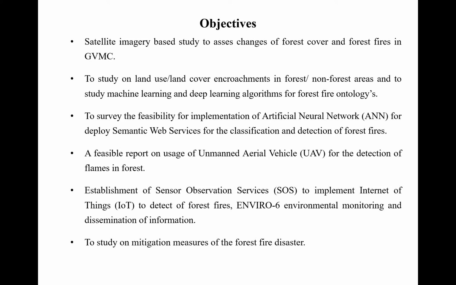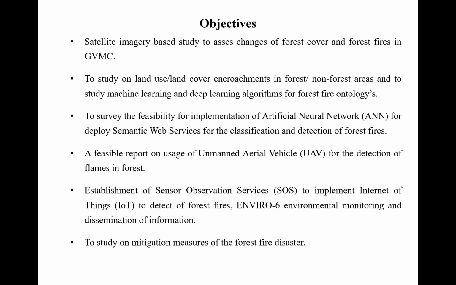How can we take the information? Sensor Observation Services, SOS services, are there. Such sensing is called drone remote sensing. Generally, we can go with three types of sensing. The first one is ground-borne sensing. The second one is airborne sensing. And the third one is satellite. First one, ground-borne.